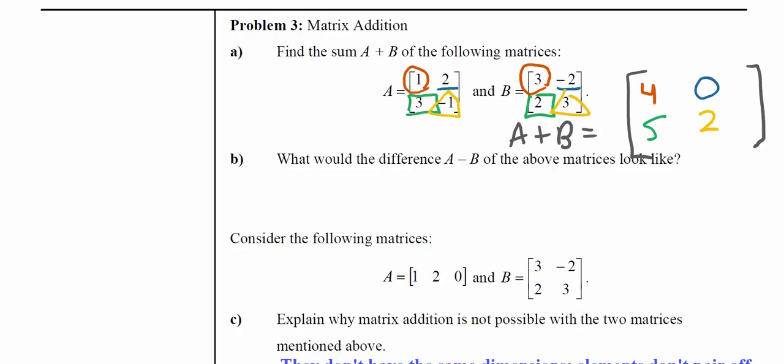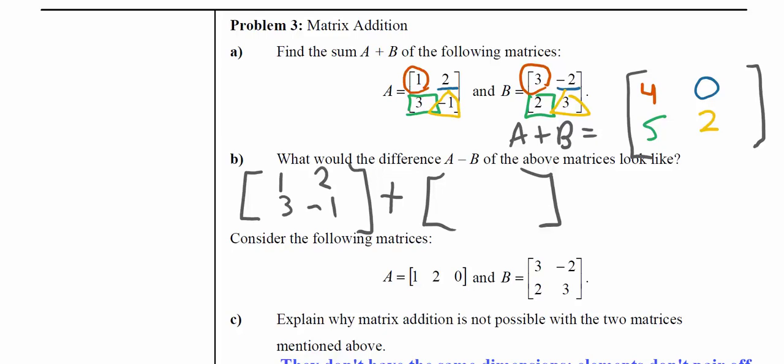In order to do A minus B, what's important here is to note the order of these matrices. So A comes first, B comes second. I would suggest that we first write matrix A the way it is, then put a plus, and then switch all of the signs of all the elements in matrix B.